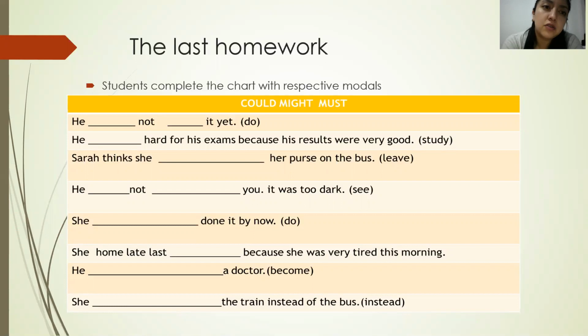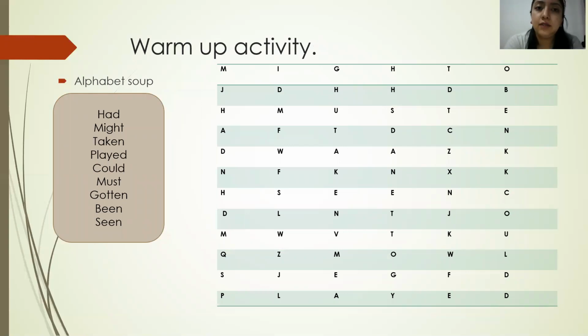So in this part, the students have to answer the sentences in 5 minutes, and at the end we are going to do a warm-up activity. In the warm-up activity, they have to find the words that are in the box. Had, made, taken, play, could, must, gotten, been, and seen. I choose these words because we are going to review the past modals may, might, could, must, and review some verbs in past participle: had, taken, played, been, and seen.